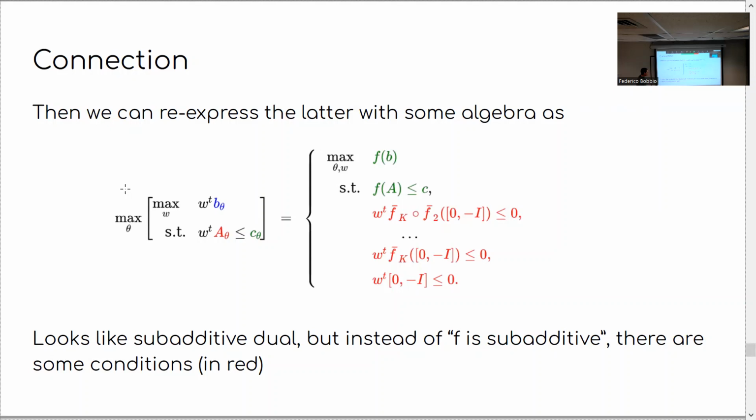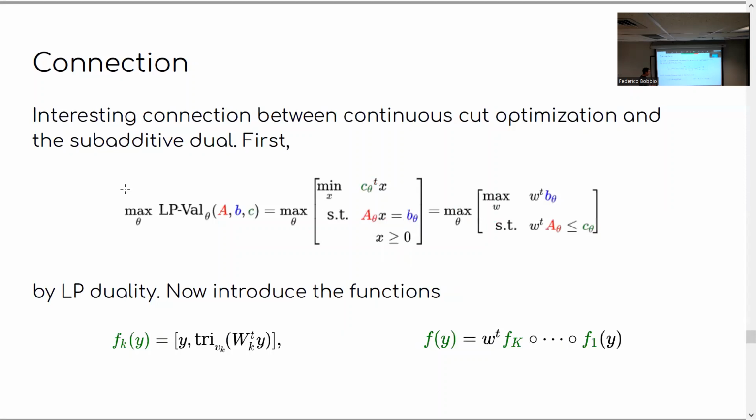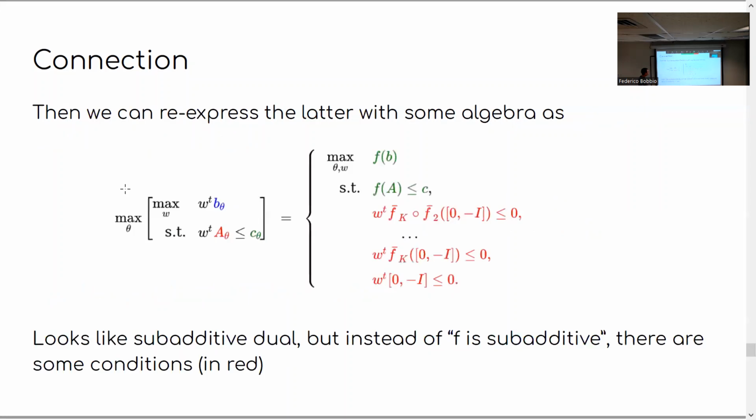Okay. So this looks a lot like the subadditive dual. Namely, the subadditive dual would be this thing plus the constraint that f is subadditive. The problem is, in general, all these f_k's are subadditive, but this composition here is not necessarily subadditive, because there's this great tragedy about subadditive functions that in general, composing two subadditive functions is not necessarily subadditive anymore.